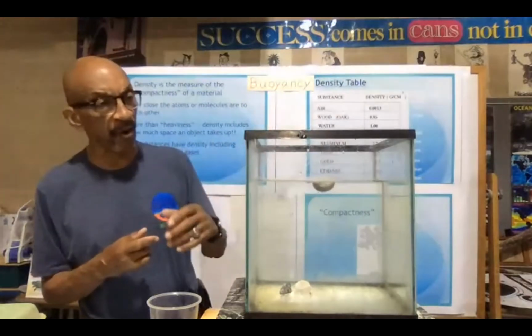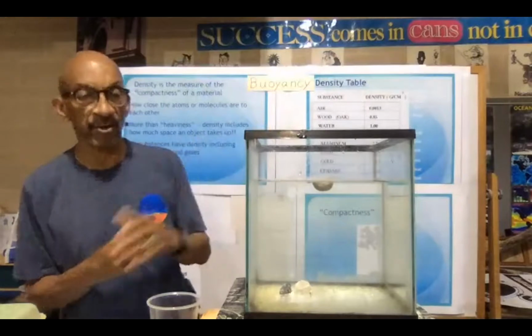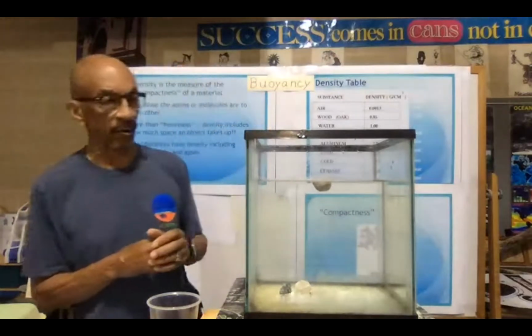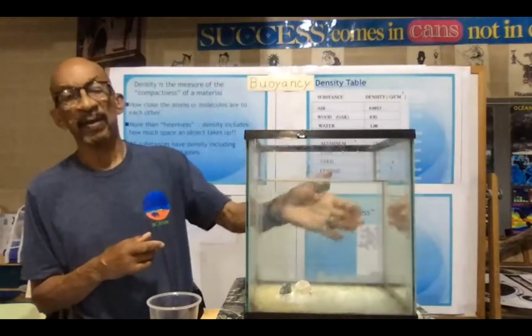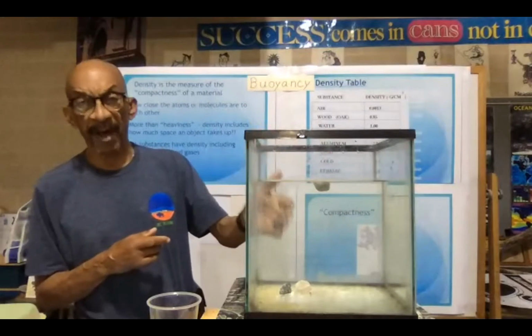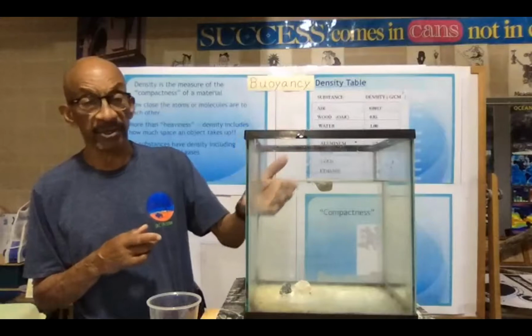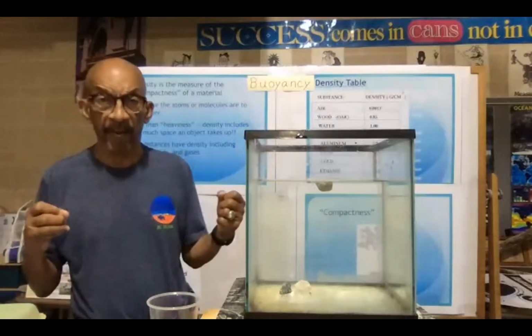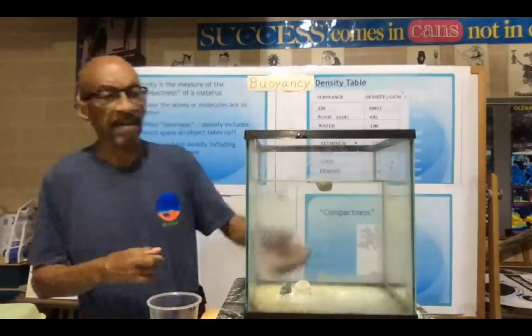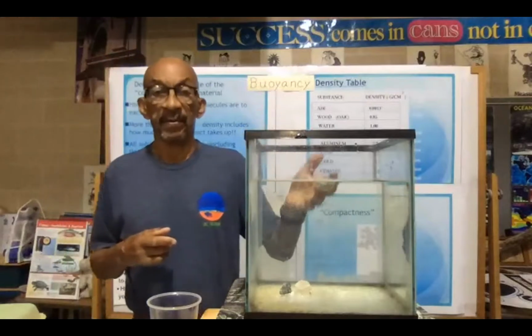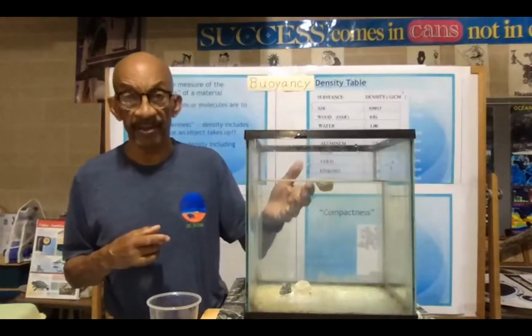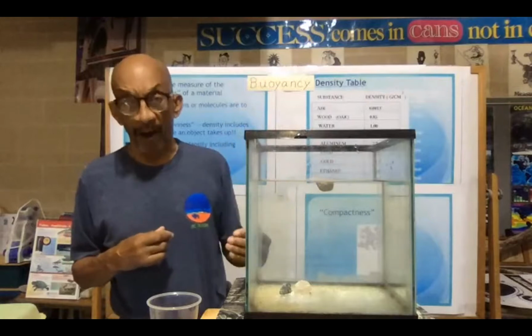How many of you have ever heard of a rock that floats? Probably most of you, you've learned that in your lower grades. But this pumice, because of the compactness, meaning that the atoms that are making up the minerals in this rock are spread far apart, they're not tightly packed, guess what? The density is less than water.